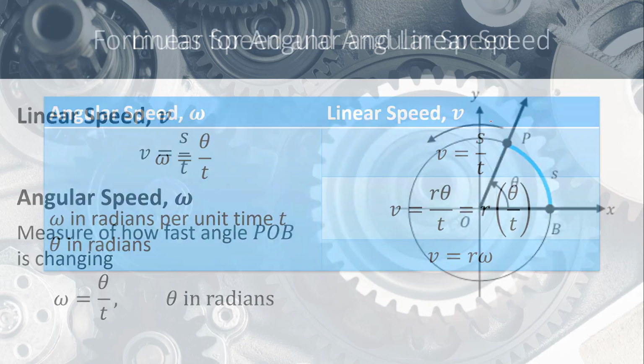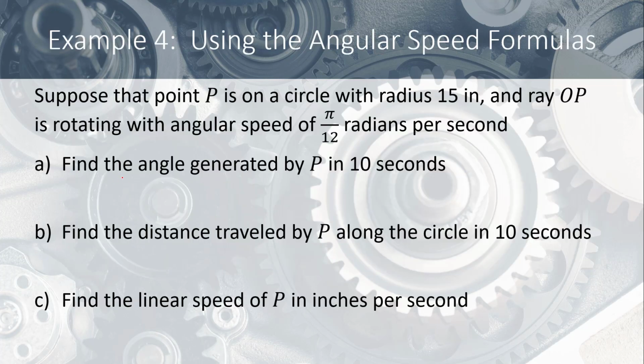Okay, so let's go back to the problem. For part A, we want to find the angle generated by P in 10 seconds. Well, we know that omega is equal to theta over t. We know what omega is, we know what t is, but we need to figure out what theta is. So the first thing we can do is solve for theta. And that will give us that theta is equal to omega t.